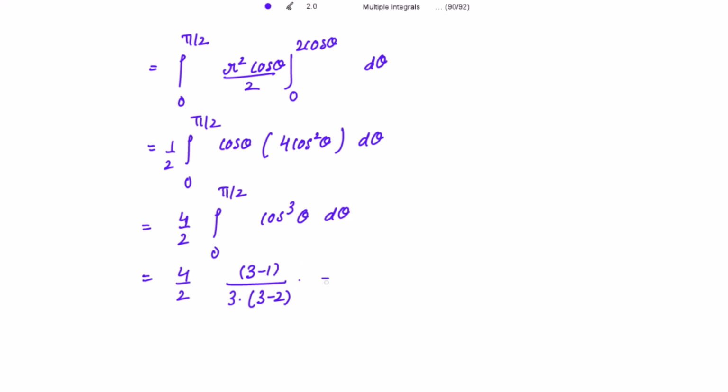And so this is equal to twice 3 minus 1 is 2 over 3, and this is 1. This is 2. So finally you get 4/3 as your answer. Thank you.